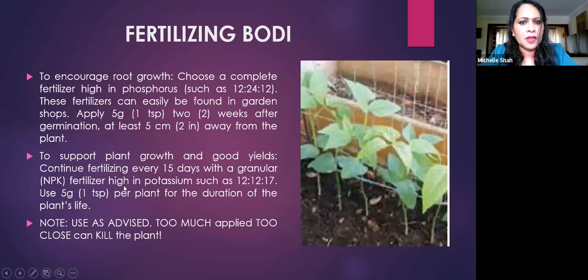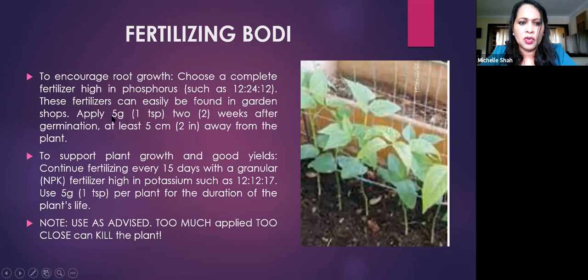Fertilizing of Bodhi. We must encourage root growth when planting Bodhi. Choose a complete fertilizer high in phosphorus, such as 12-24-12. So this is the NPK formula, P being the phosphorus, so the 24 is high in this case. And these fertilizers can easily be found in garden shops.